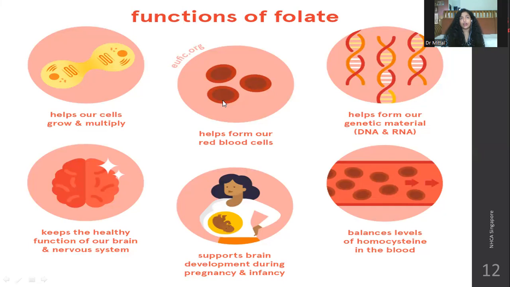For RBC formation, iron, folic acid, copper is also required. Apart from folic acid, these are the other elements which are required for the formation of RBCs in your bone marrow. It helps to form the genetic material, sugars of your RNA and DNA. It keeps the healthy function of your brain and nervous system. It supports brain development during pregnancy, the brain development of the child, and not just that, the neural tube closure of the growing fetus.